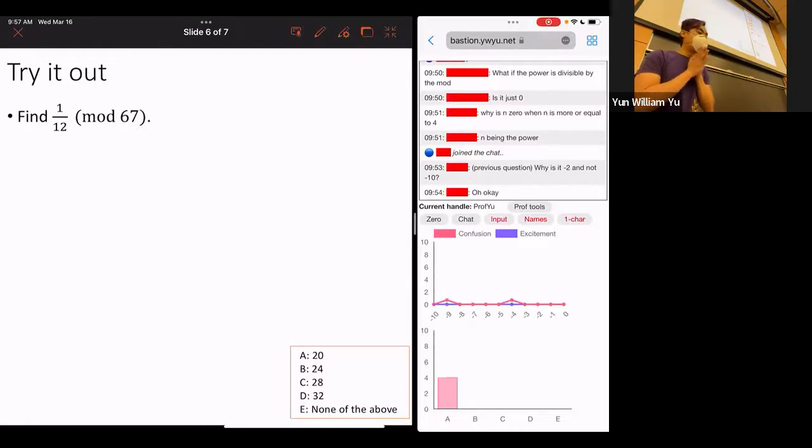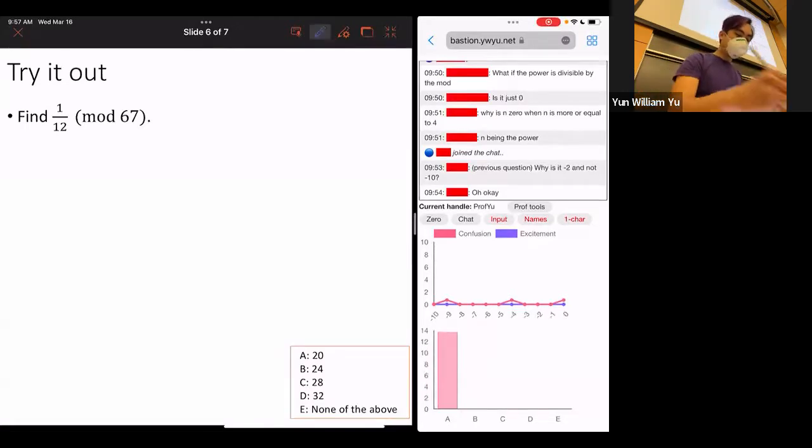Another thing you should do, once you've found your answer, you should check if it's right. How do you check if an answer is right? Well, you multiply it by its reciprocal. So multiply 12 by whatever number you find as the reciprocal, and that should give you 1. And if it doesn't give you 1, then you did something wrong.